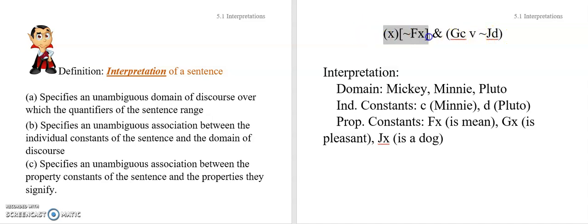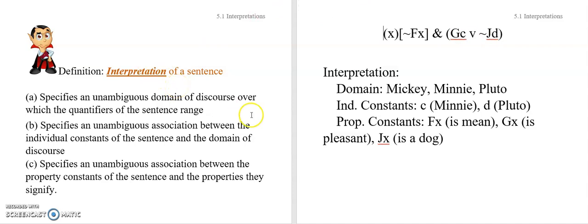Now notice this conjunct is true. Everything in our domain is such that it's not mean. Moreover, this conjunct turns out to be true as well because Minnie is pleasant and it's a disjunction. So this disjunct is true, making the whole disjunction true. So this whole sentence on this interpretation turns out to be true. In other words, an interpretation has done everything that it needs to do to render the form in question, the sentence in question, the thing from chapter 4, true or false. It's provided it with a meaning, and that's the whole point of an interpretation.